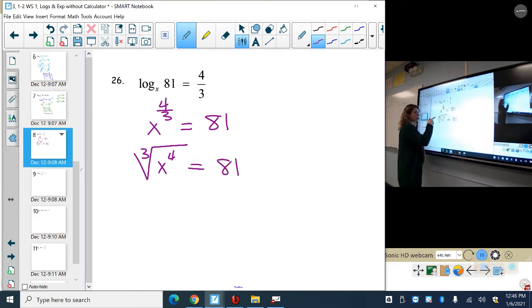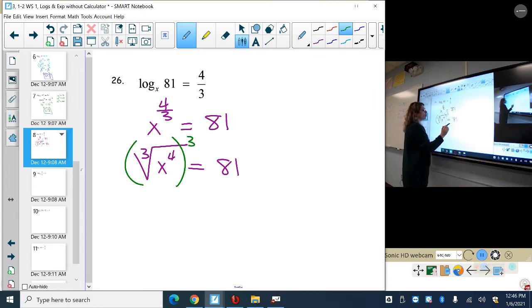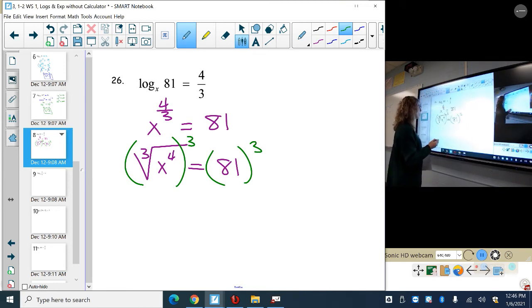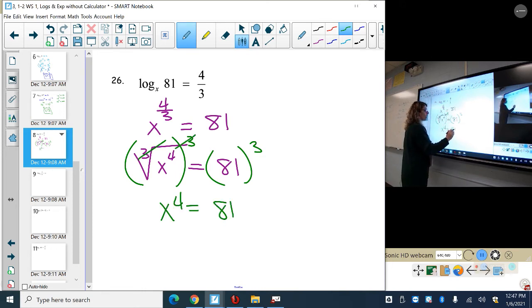How do I get rid of the cube root? To get rid of the cube root, I'm going to cube it. Well, that's going to make a super big, crazy number. And again, we're doing this without a calculator. So I do not want to take 81 to the 3rd power. That's a super big number. But I do know that those cancel out, and that's going to give me x to the 4th is equal to 81 cubed.